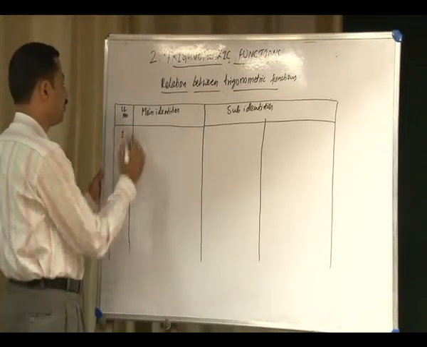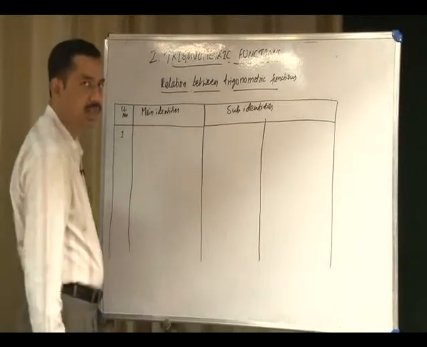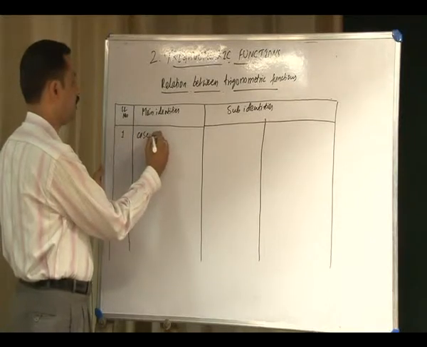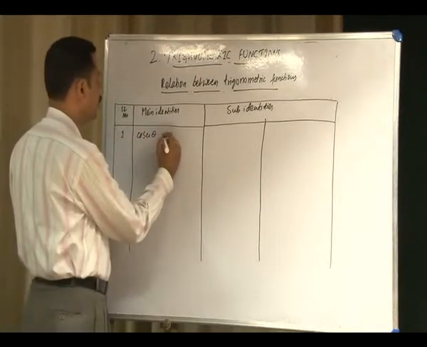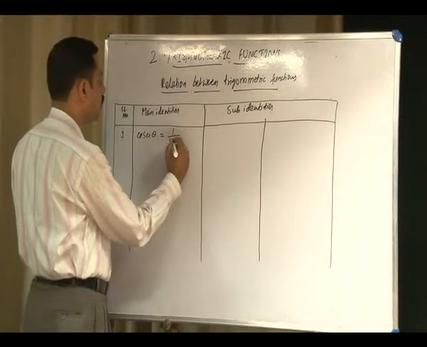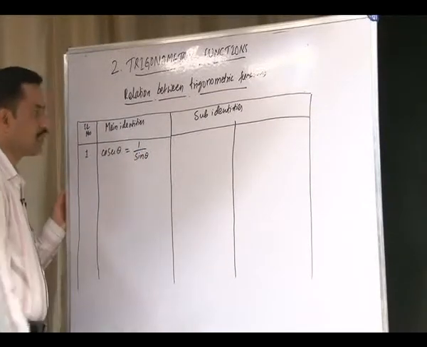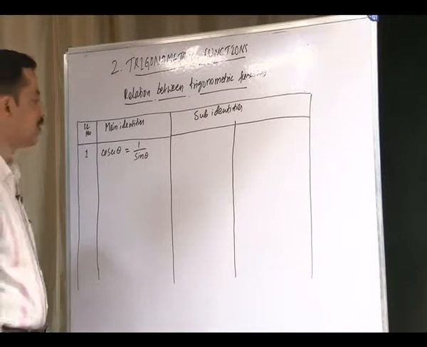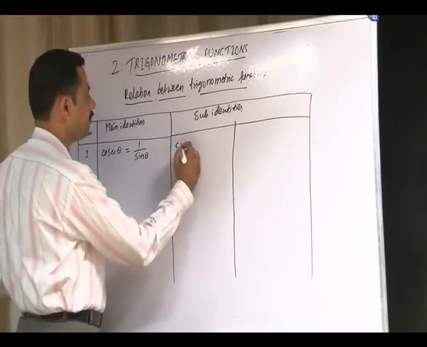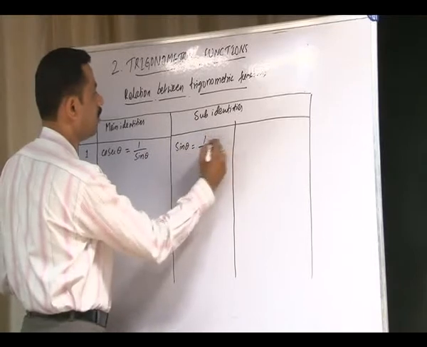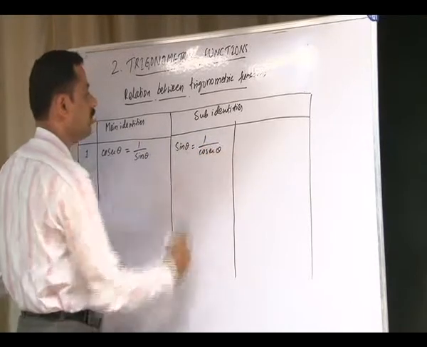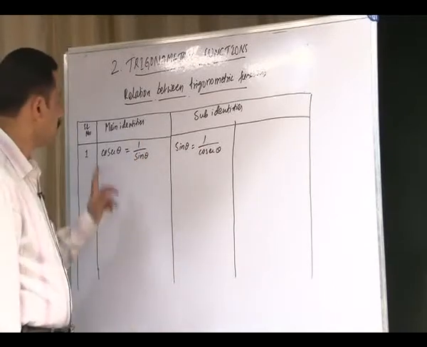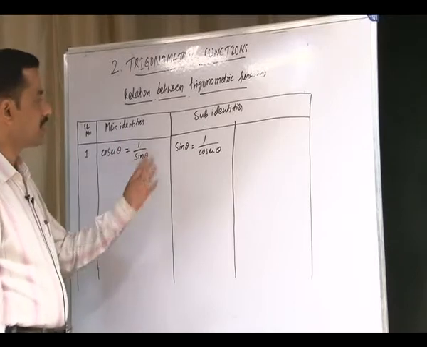Serial number 1, the first relation between trigonometric functions. In this the first one is cosecant theta. Cosecant theta is equal to 1 over sin theta, that is the reciprocal of sin theta is given by cosecant theta. Or you can write sin theta is equal to 1 over cosecant theta, that is the reciprocal of cosecant theta gives sin theta. Both are the same.